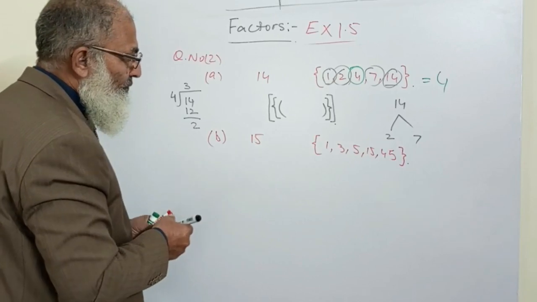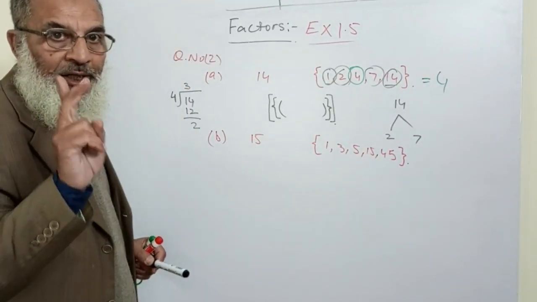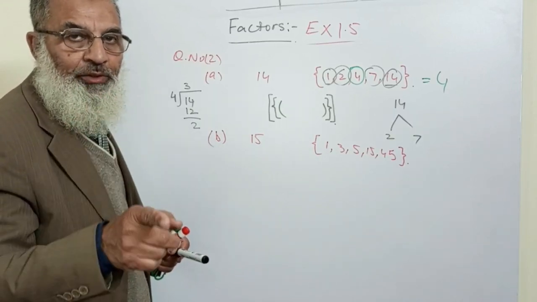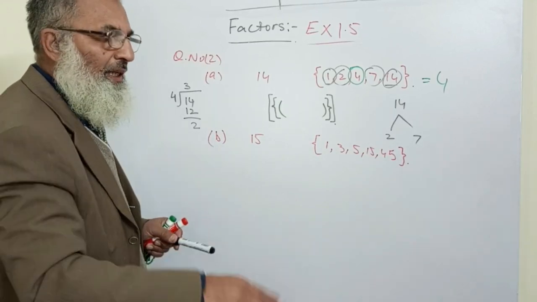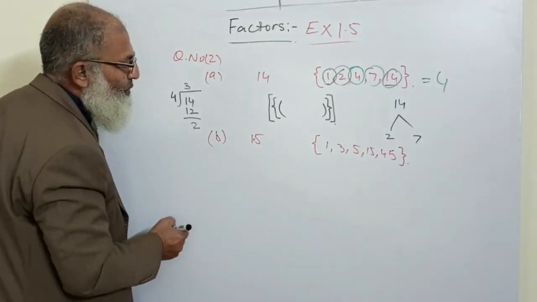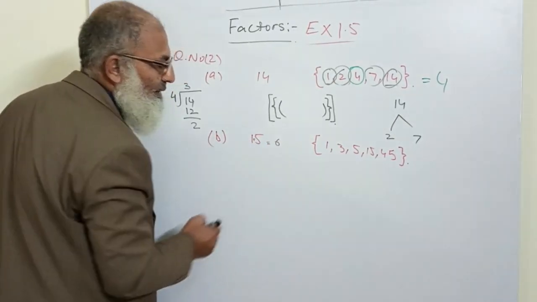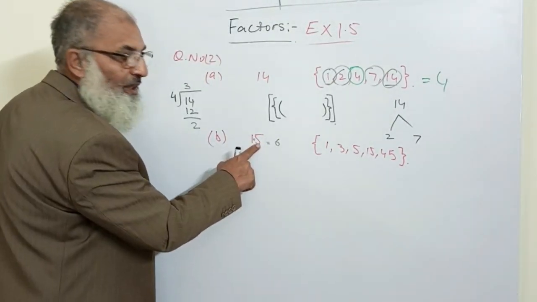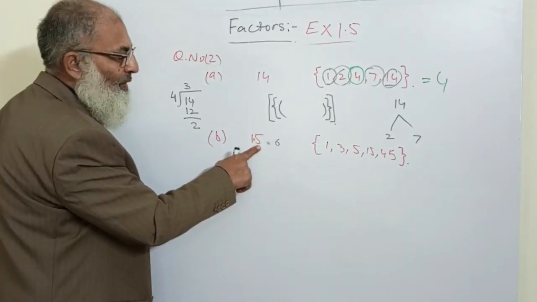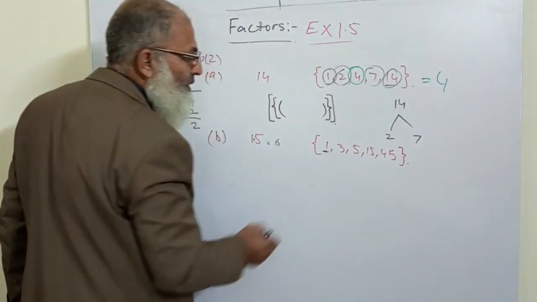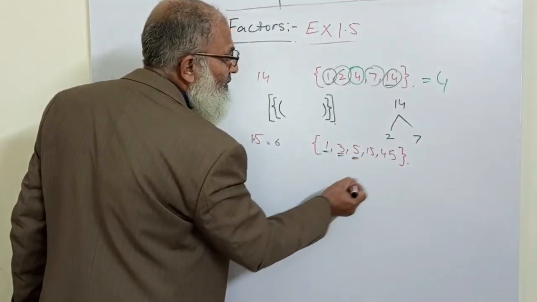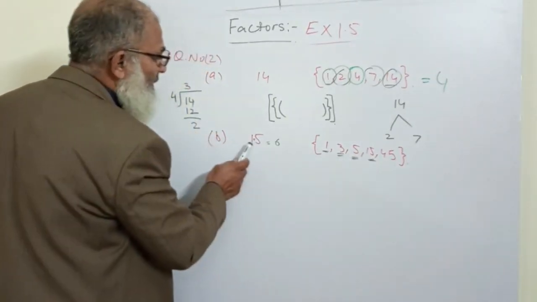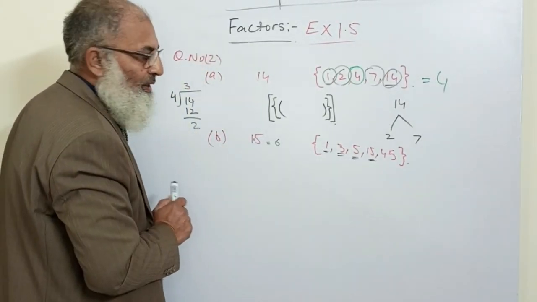So again, what we do, I told you the tests for 3 and 5, and for even numbers. I have to add these two digits, and the number is 6, which is divisible by 3. Since it is 5, it is also divisible by 5. So we strike out this, this, this, and this. Because 15 is the highest factor of 15 itself.